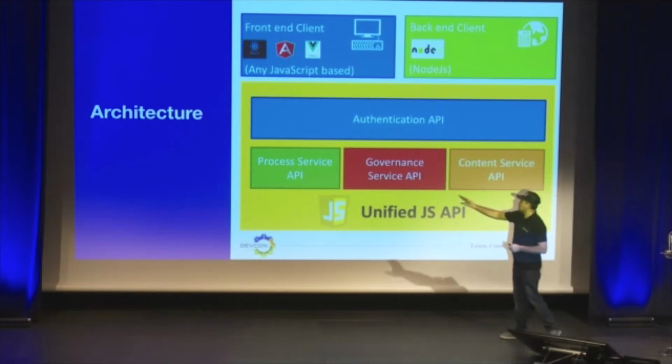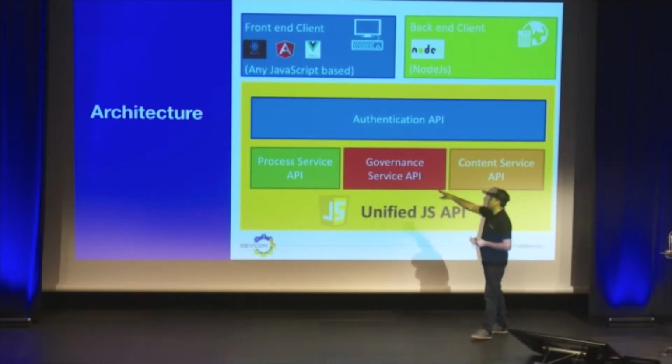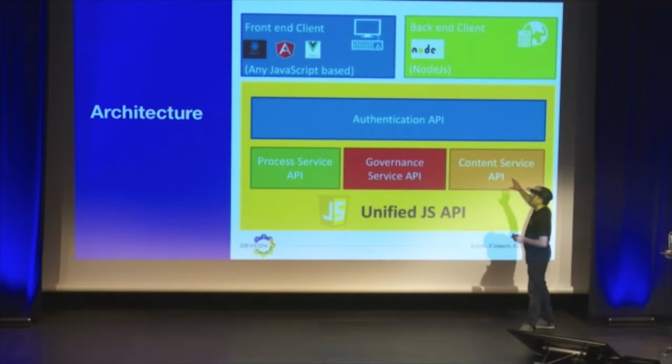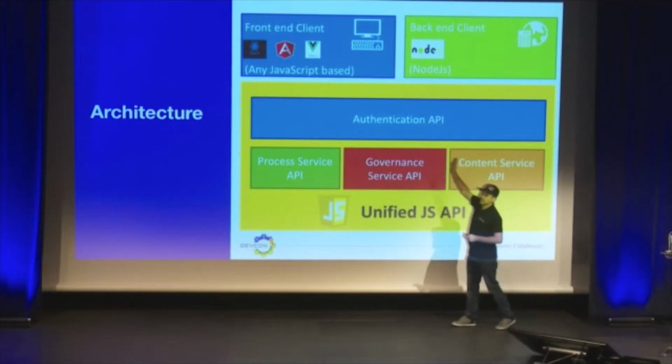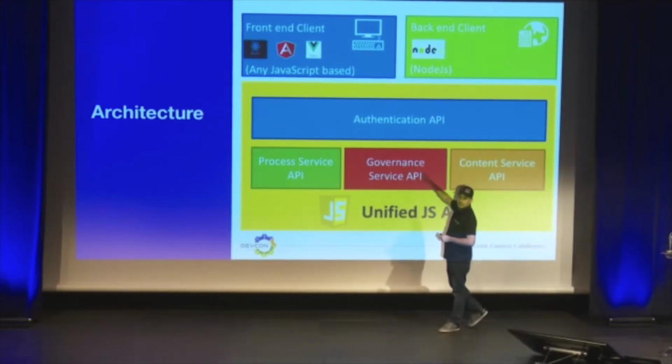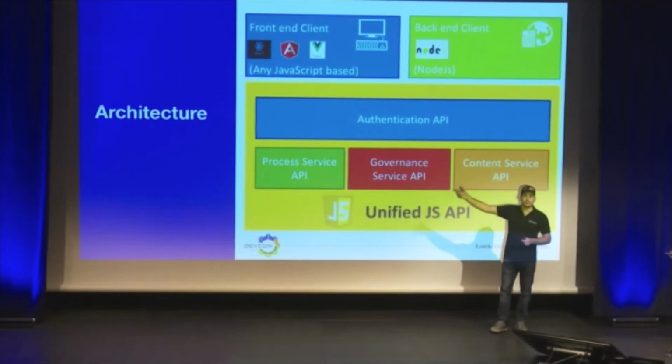So as I said, we have the process service, the governance service APIs, and the content service API, plus an authentication layer that covers all the REST APIs. So you don't need any more.